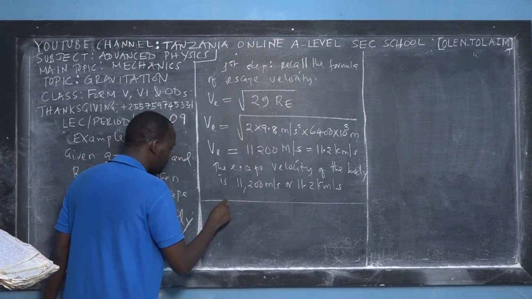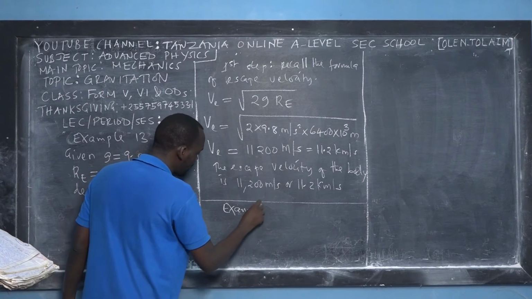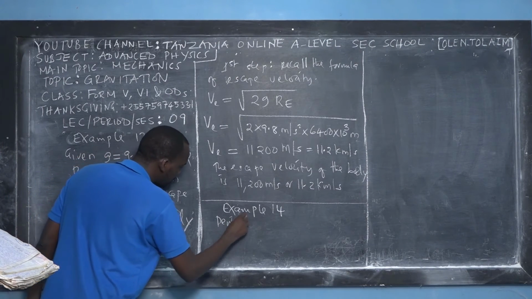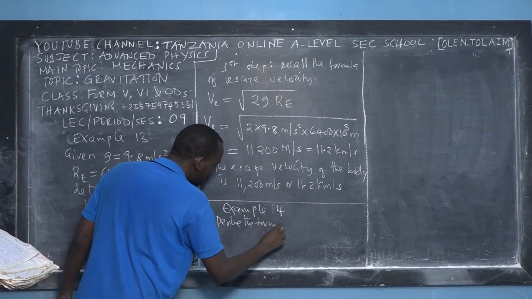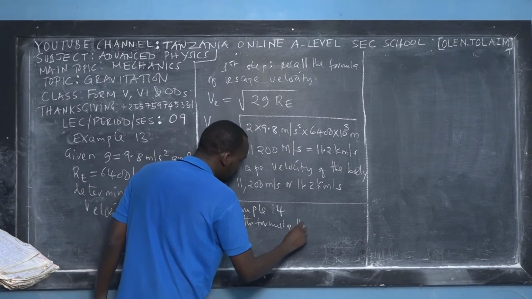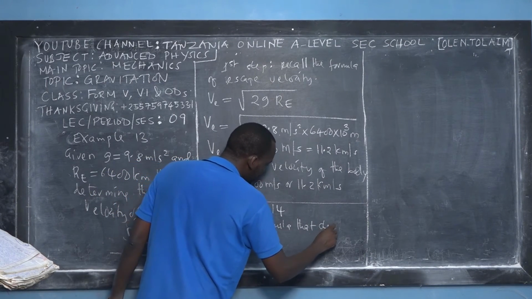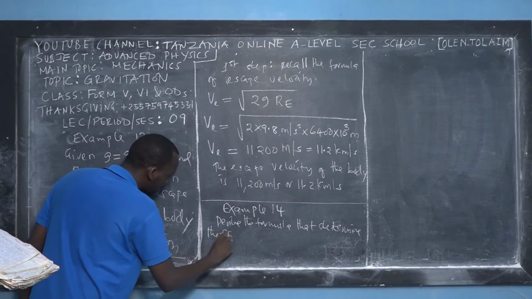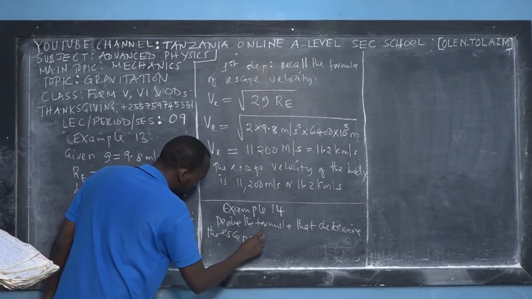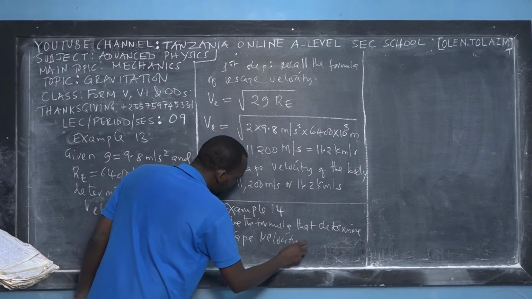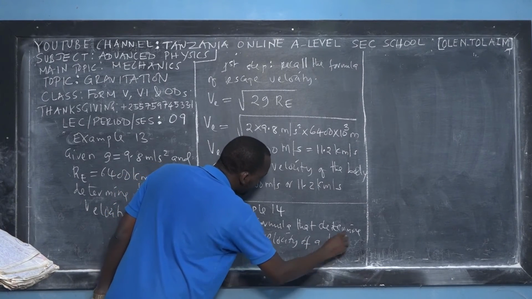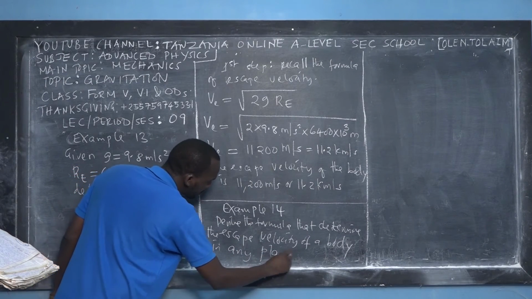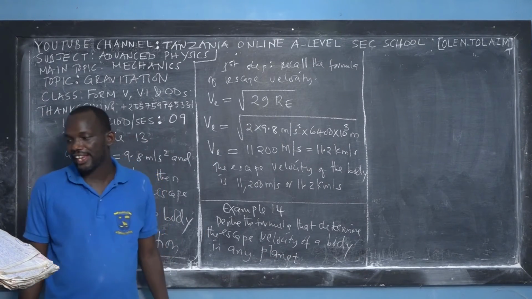So the question, this is example 14. We say: derive the formula that determines the escape velocity of a body in any planet. Constant, the escape velocity from the Earth's surface in any other planet.